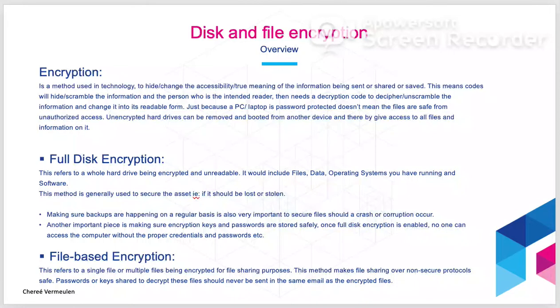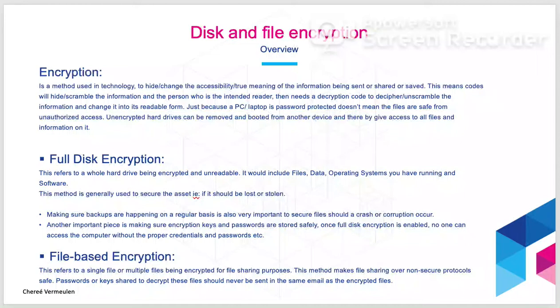So when a PC or a laptop is password protected, it doesn't mean necessarily that the files are safe from unauthorized access. Unencrypted hard drives can be removed and booted through a different device, and thereby giving the person doing that access to the files and information on it. So that brings us to two different types of encryption: full disk encryption and file-based encryption.